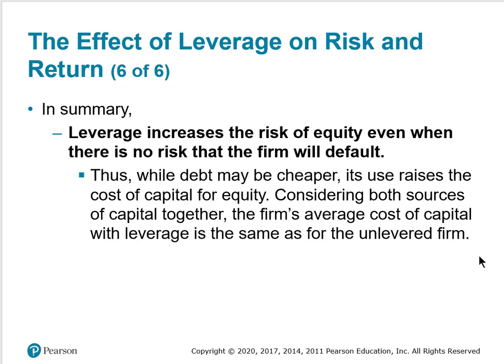Essentially, what we're talking about here is just saying that even though debt is cheaper, it still raises risk for stock. Even if it's risk-free, it does increase the risk on stock. So that the average cost of capital then is going to remain the same, even though the components change, right? The average cost of capital with leverage is the same as for the unlevered firm. And we're going to talk about this a little bit more later. I just want to do this real quickly.